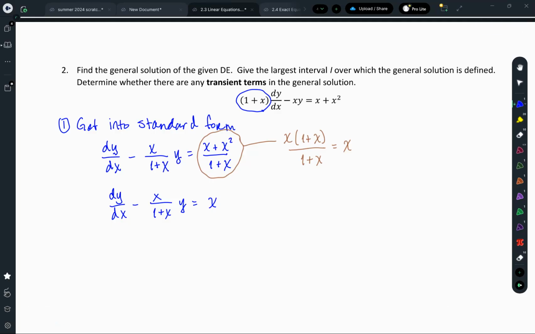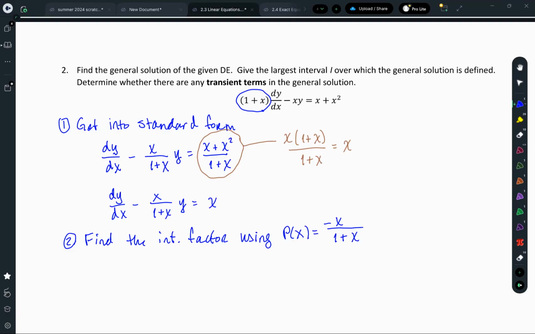And in particular, we're going to find the integrating factor using p of x is equal to negative x over 1 plus x. Now, I have a problem right here. I have an improper fraction. I have the same degree on top as I do on the bottom. This is not something that I necessarily can integrate without doing some algebra.